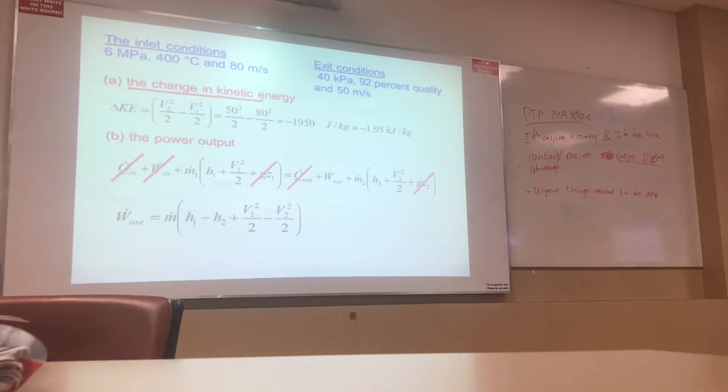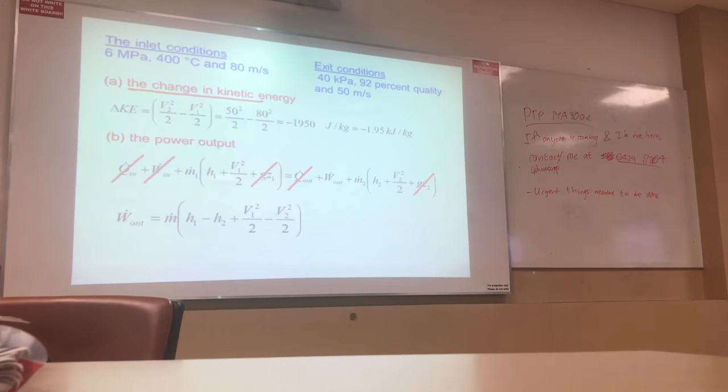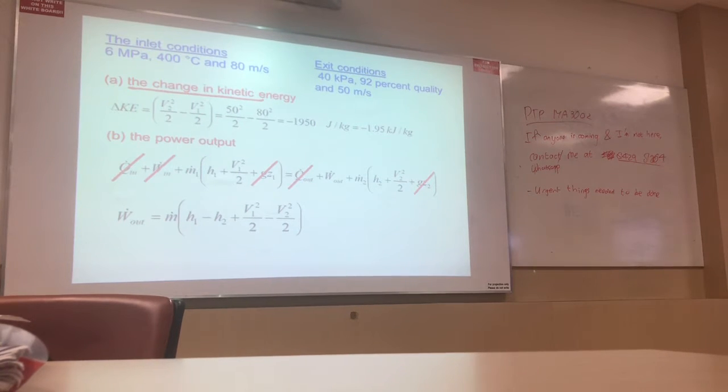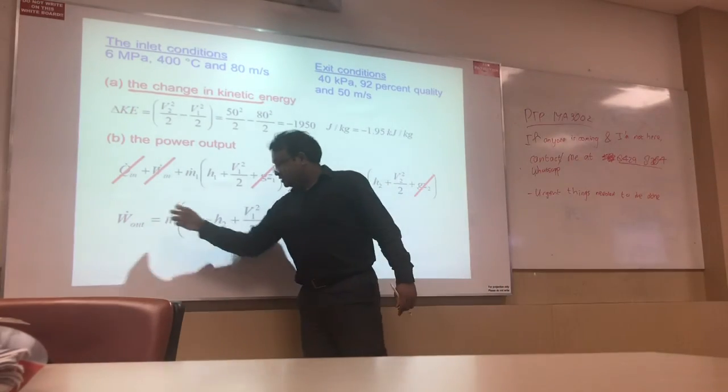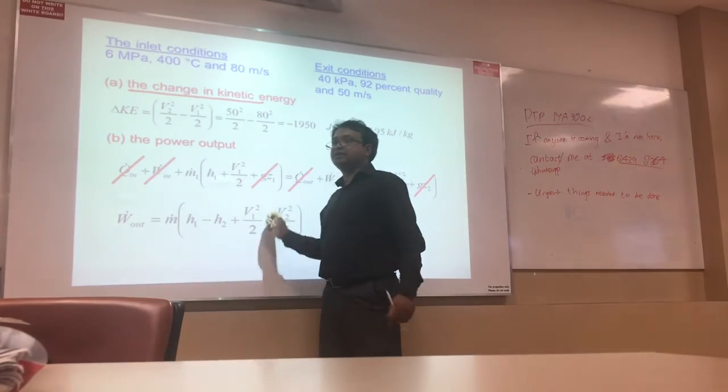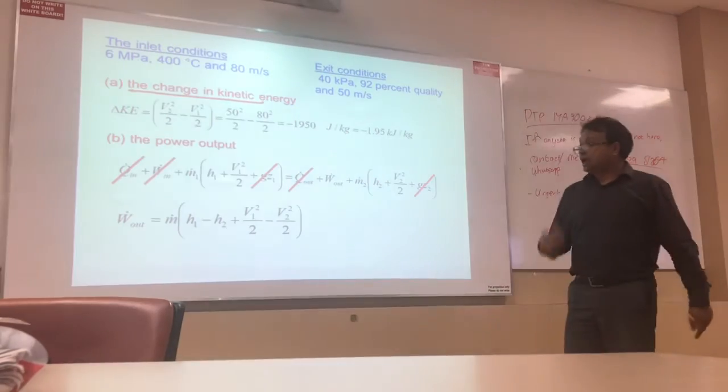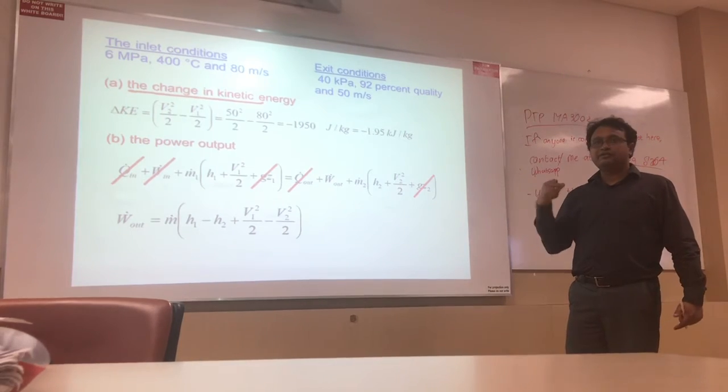Q dot in, W dot in, m dot 1, (h1 + V1 square by 2 + Z1), Q dot out, W dot out, m dot 2, (h2 + V2 square by 2 + Z2). So this one is cancelled, change in potential energy is cancelled, and Q dot out is 0 because of adiabatic. Then W dot out becomes m dot times (h1 minus h2, plus V1 square by 2 minus V2 square by 2). So this is the basic equation. W output is the change in enthalpy and change in kinetic energy. Now I am going to substitute the values and get the result.